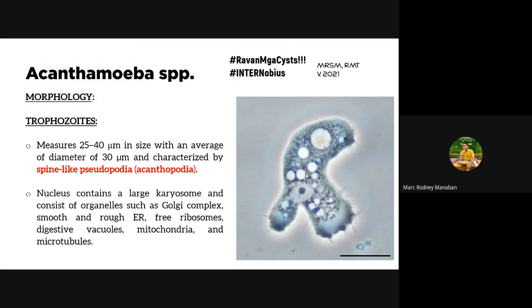Okay, so here's an example of your Acanthamoeba trophozoites. You have a nucleus, right? Large caryosome, spine-like pseudopods, and you have here again vacuoles and the different organelles in the cytoplasm, okay? So the distinct characteristic or feature is the spine-like pseudopods. That's why it's called Acanthamoeba, because it contains Acanthopodia. All right, okay, that's for the trophozoite.